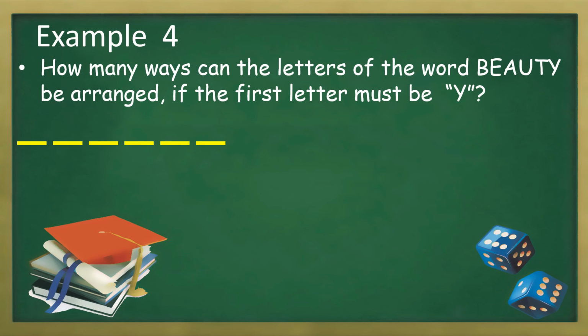To satisfy the condition, since we're going to arrange 6 letters, and the first letter must be Y, on the first letter of our arrangements we're going to put the Y. So if we put Y on the first letter of our arrangements, then we will only have to arrange the remaining 5 letters. Those remaining 5 letters are the B, E, A, U, T. So therefore, we're going to have the permutation only on those 5 remaining letters.